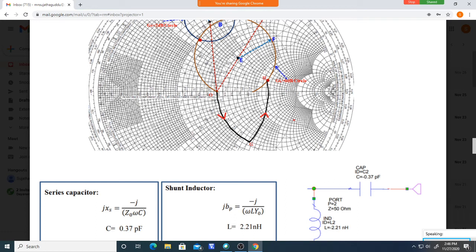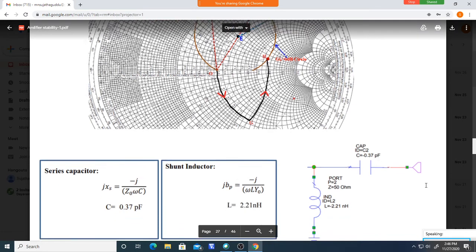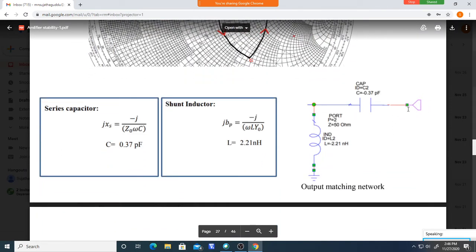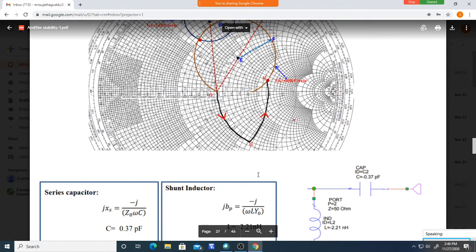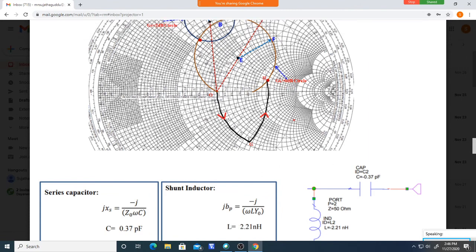Okay, so started from here, you move on the constant resistance circle, that is the R is equal to 1 circle, here in the anti-clockwise direction, that adds a series capacitor. So this is actually the output impedance 50 ohm. Series capacitor added like this. Okay, the capacitor value you can easily find. I already told that in the previous semester. So capacitor in series added.